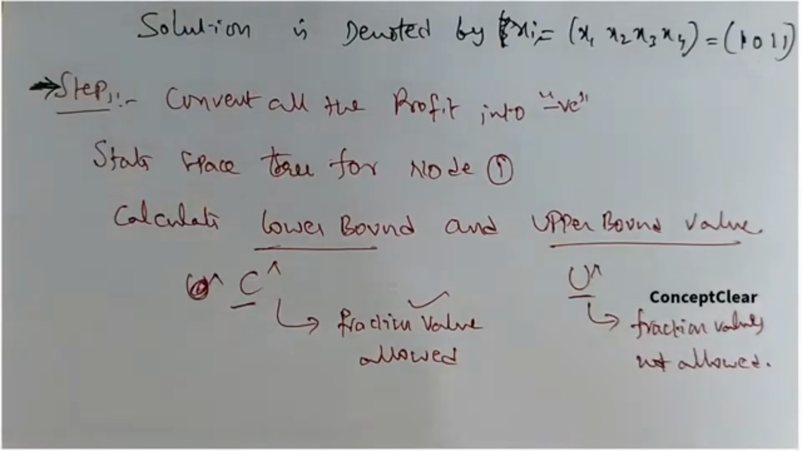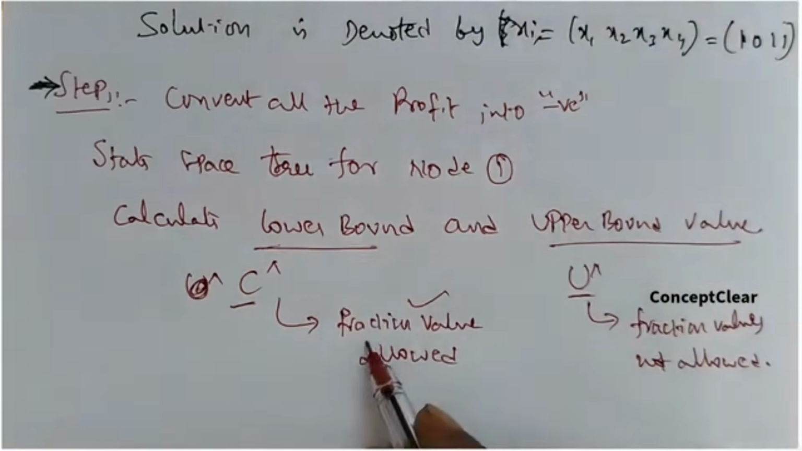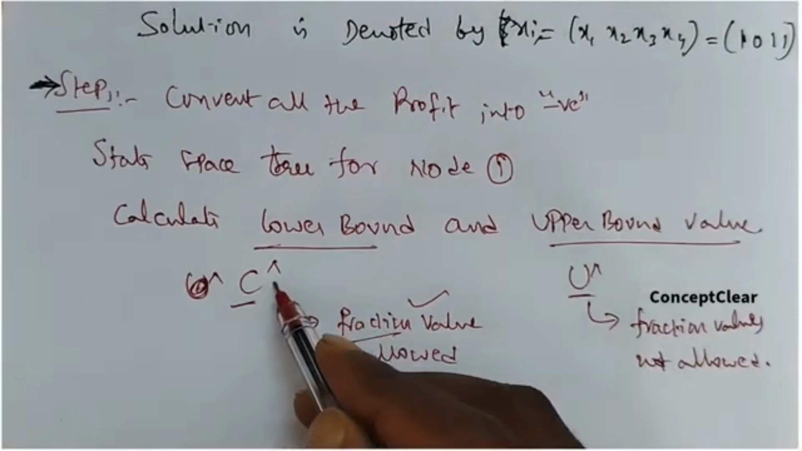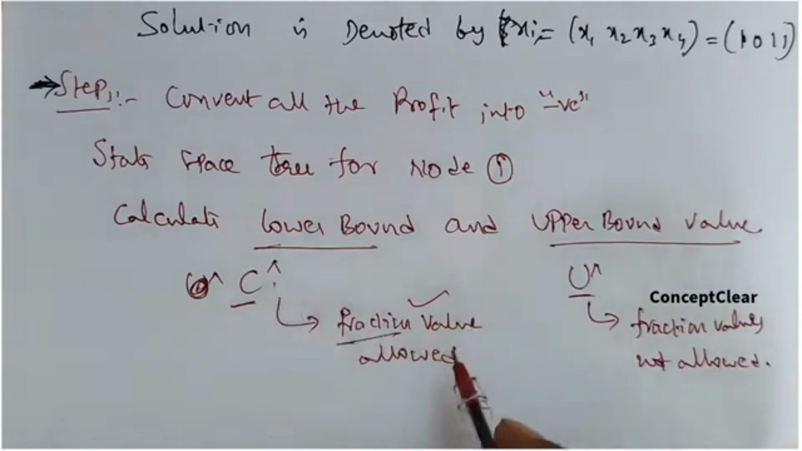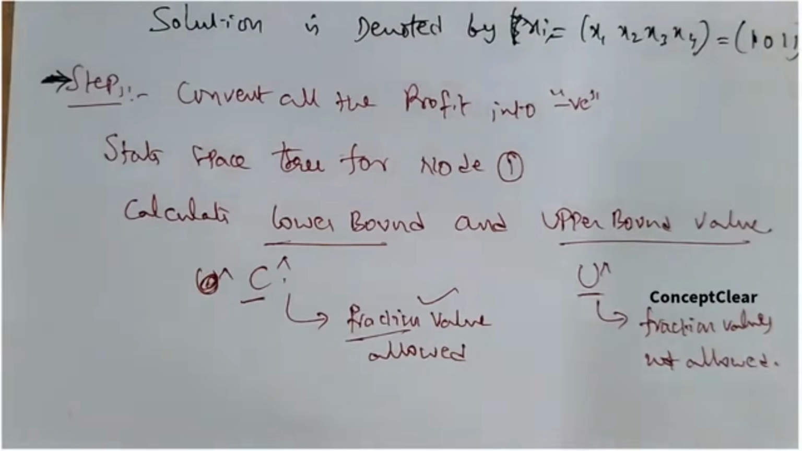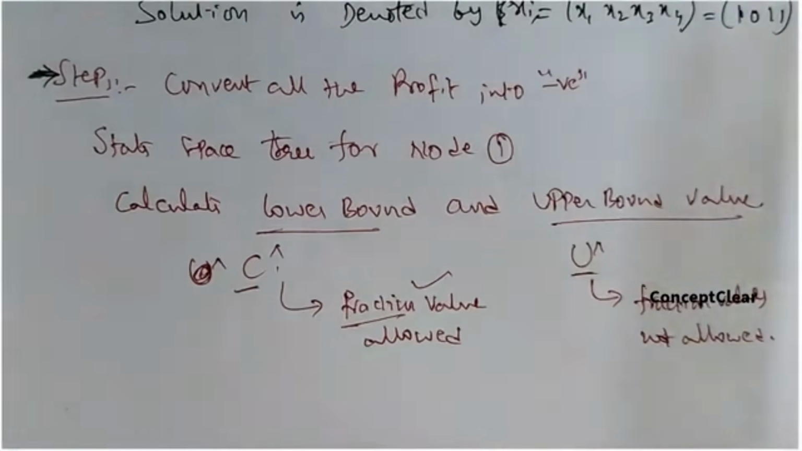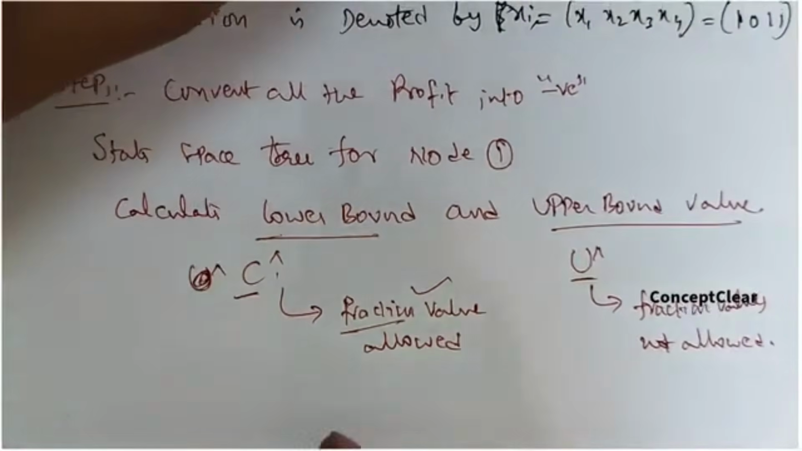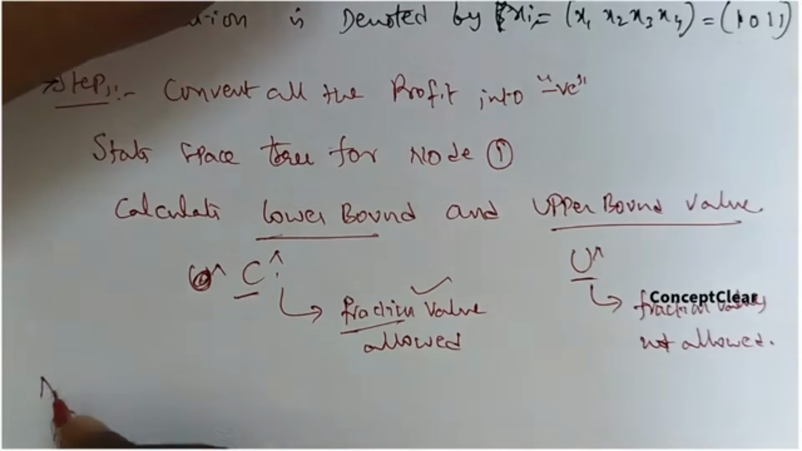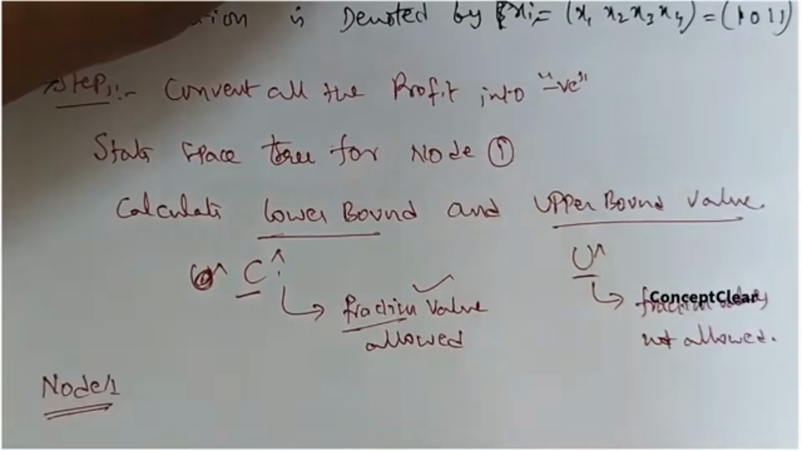If you are placing the complete object, that is object placing, and if you want to place only some portion of the object, that is called a fraction. So in the lower bound we can place fraction values, and in the upper bound you can't place fraction values. Okay, now construct for node 1.